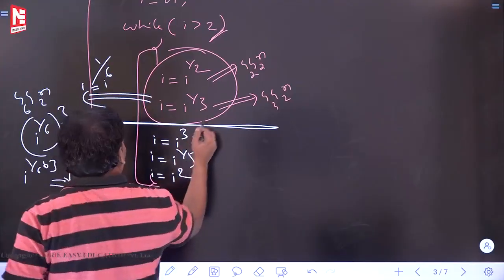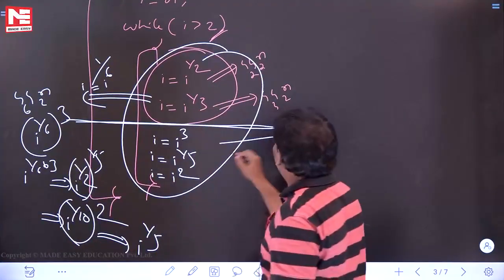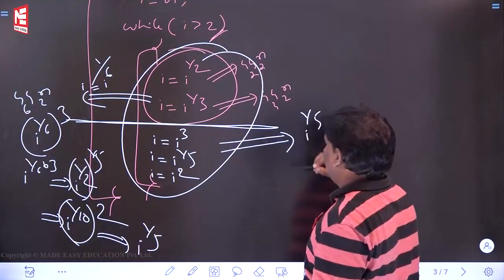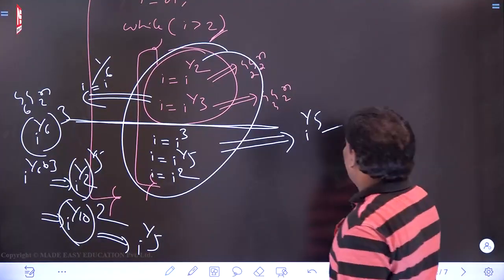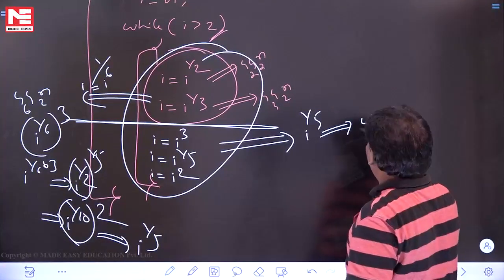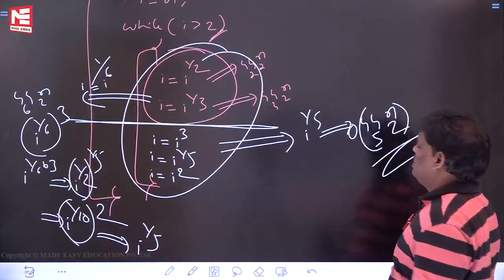So totally overall, what is the answer? Overall story, if you see, this will become I power 1 by 5, which will go to what is the answer? Log n, inner base is 2, outer base 5. This is the answer.